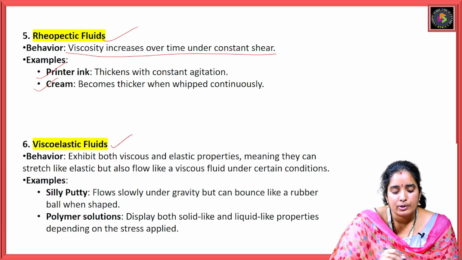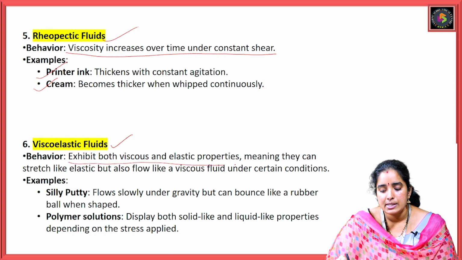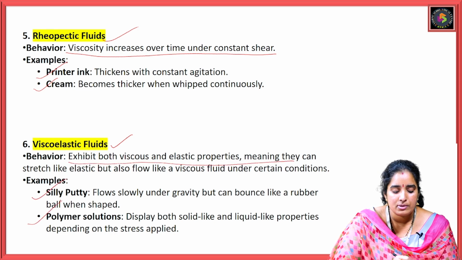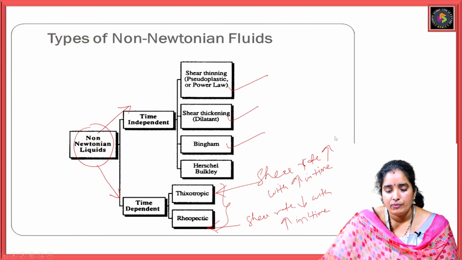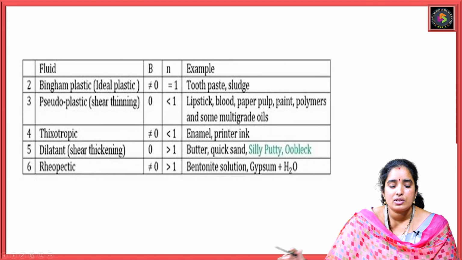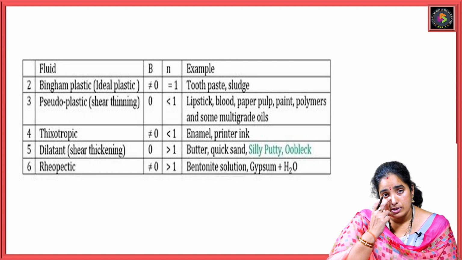There is another set of fluids called viscoelastic fluids. Viscoelastic means, as we already discussed, they exhibit both viscous and elastic properties. Example: polymer solution. These are the different types of fluids. This is the classification of fluids, and these are some of the points in tabular form which we can remember easily, based on Newton's law of viscosity.